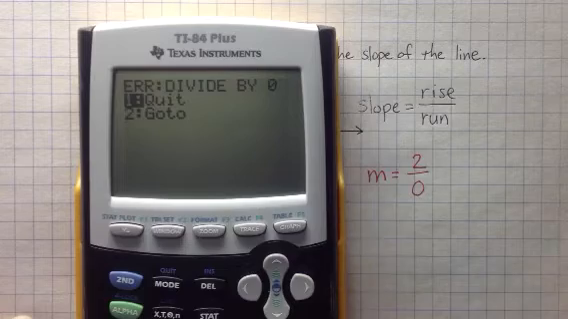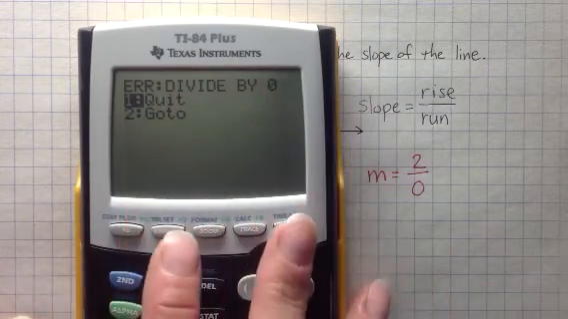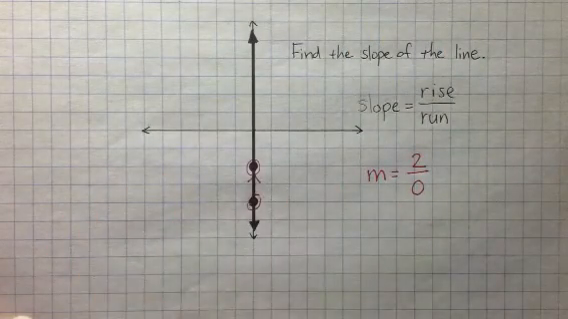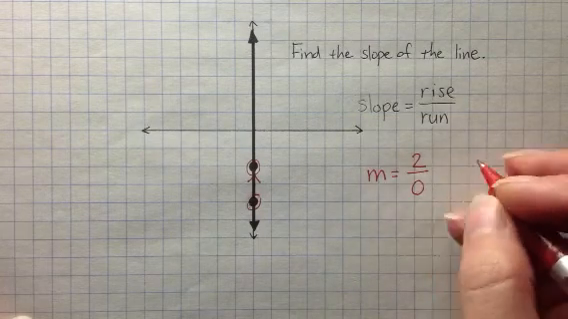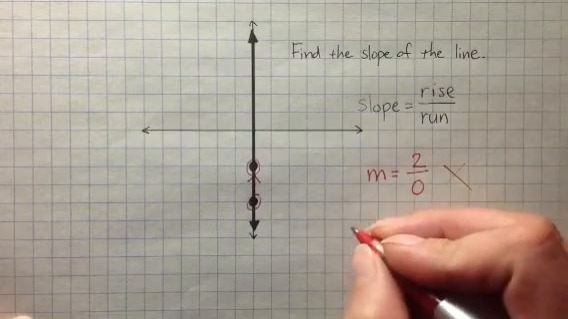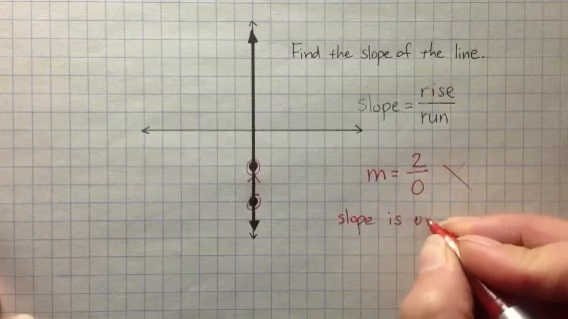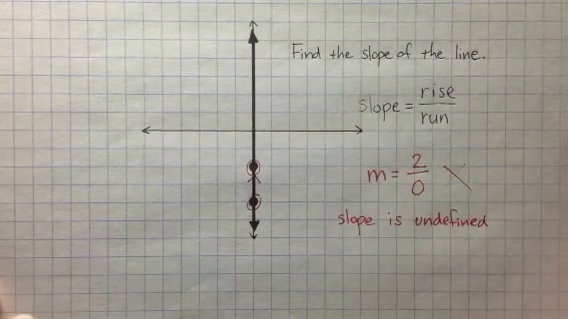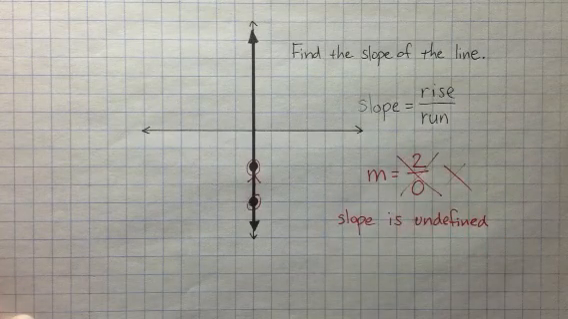The reason why it's giving me an error is because you're not allowed to divide by 0. So anytime you have no run, you have no left-right movement, and this is the case for every vertical line, when you simplify, you get, actually, this doesn't work. It's not defined. So the slope for a vertical line is undefined. Okay, it's not 0. Okay, there's no such thing as this. It's not 0, it's undefined.